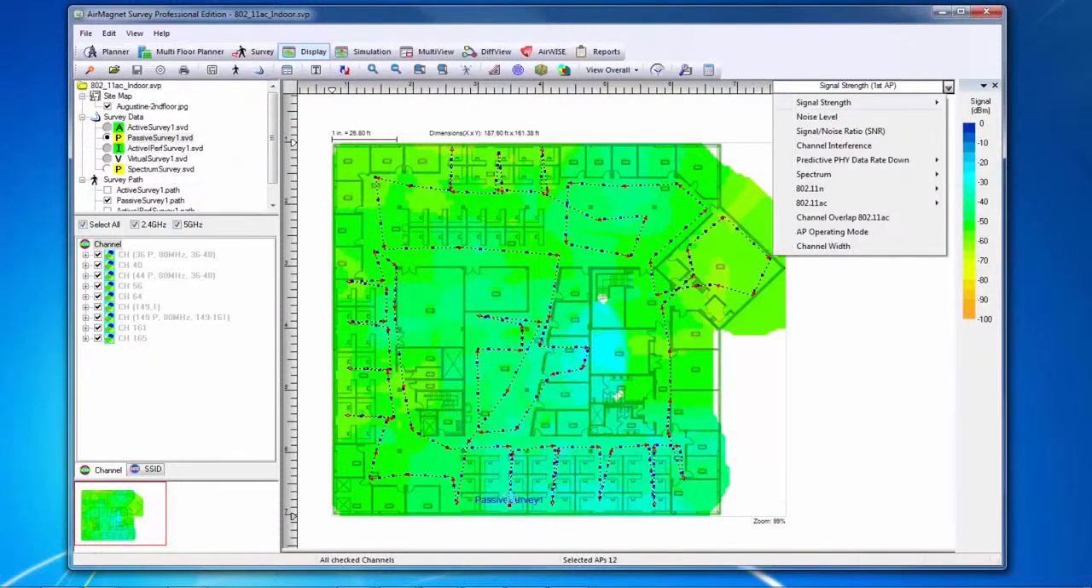Let's start by looking at signal strength. The signal strength heat maps can be shown for the first, second, or third most strongly heard access points. Signal strength heat maps will show the power of the strongest heard access points in dBm, color-coded onto the floor plan.